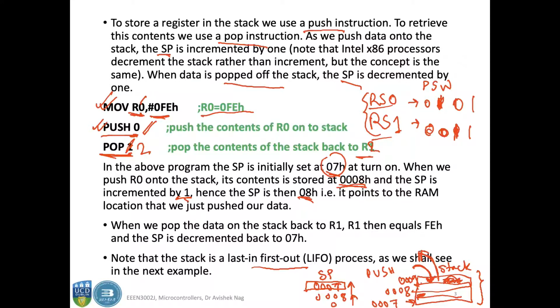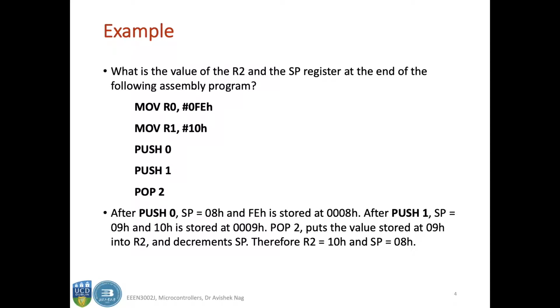Okay, so let's say your stack pointer is initialized at 0007, and let's say this is your stack. So when you are pushing the contents of R0, at this location, which is 0008, you will have the contents of R0 because you are doing push 0. So let's say 0FEX is here, and the stack pointer will increment by 1 value. So now the stack pointer will be 0008.